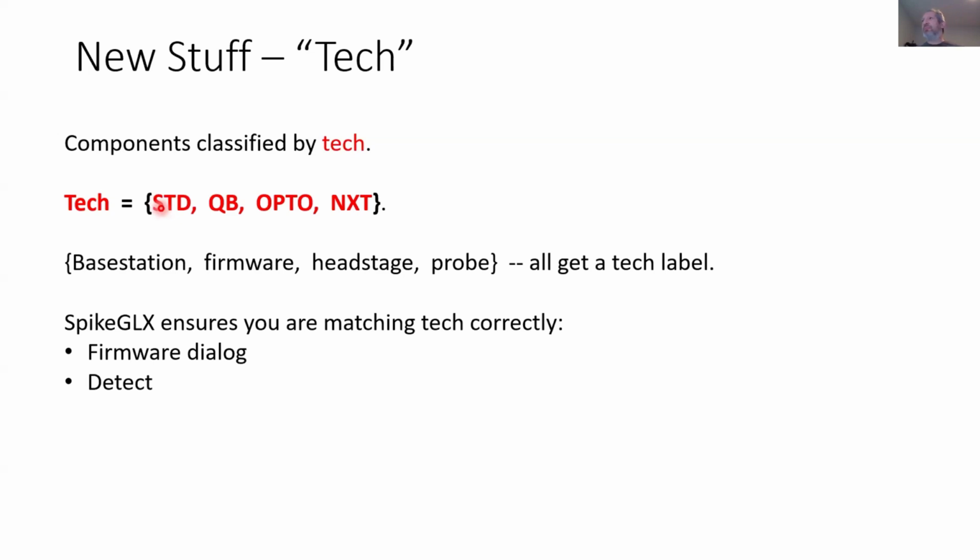There's the old stuff, 1.0, 2.0, things that are similar to that as standard. Quad base has a little bit different needs in some cases. And then there's Opto and NXT with that, which have some specialized things. So there are these flavors of tech. So base stations, firmware, head stages, probes, they all actually have slight differences.